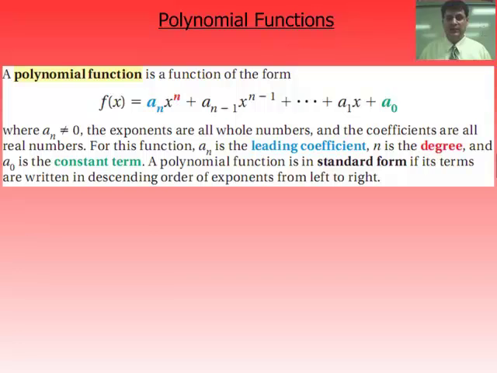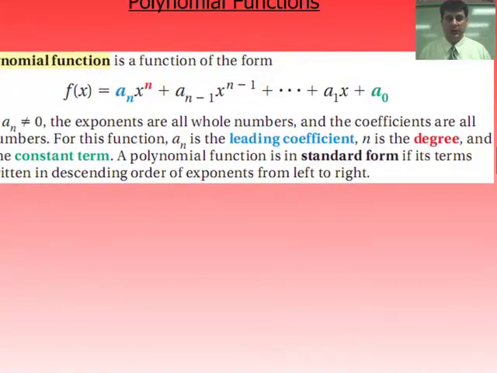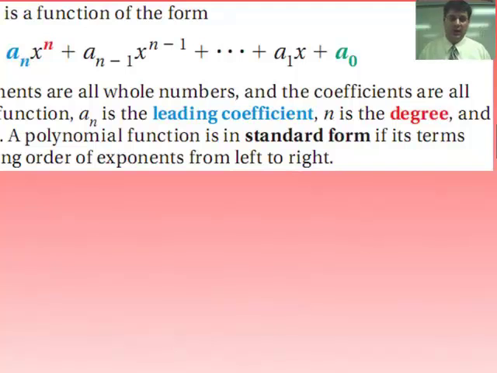plus a sub n minus 1, x to the n minus 1, plus dot dot dot, a sub 1 x plus a sub 0, where the a's represent coefficients, the a sub n and n minus 1, and the x are your variables, and then the n's represent your exponents. The dot dot dot means there can be a whole bunch of other terms in between there. It can be any number of terms. And the final a sub 0 here simply means that it is a constant.